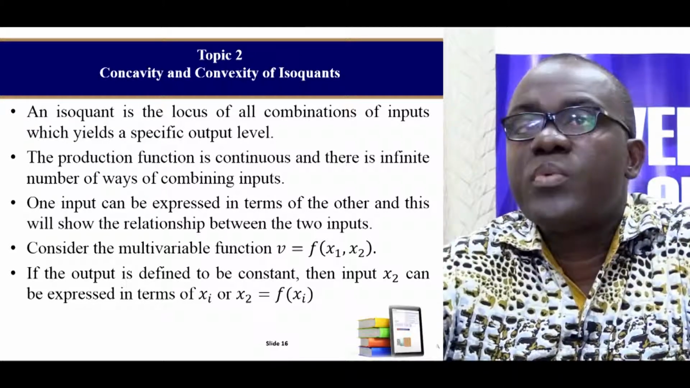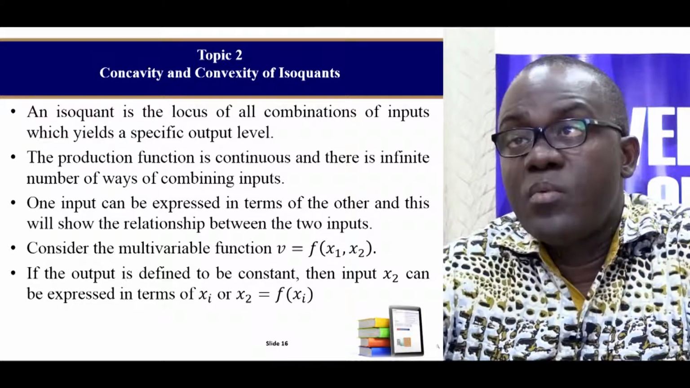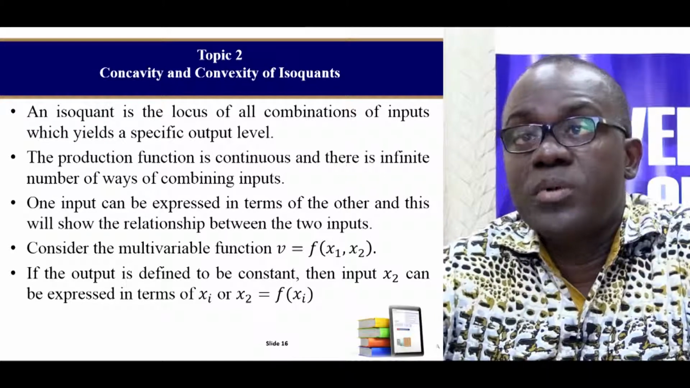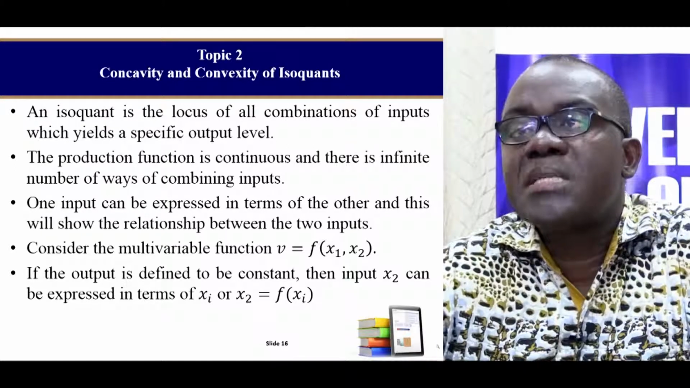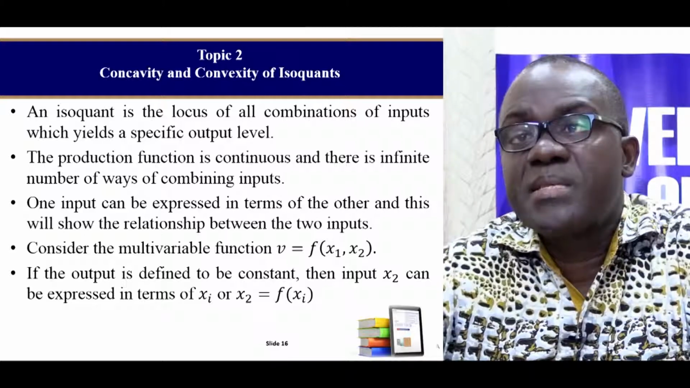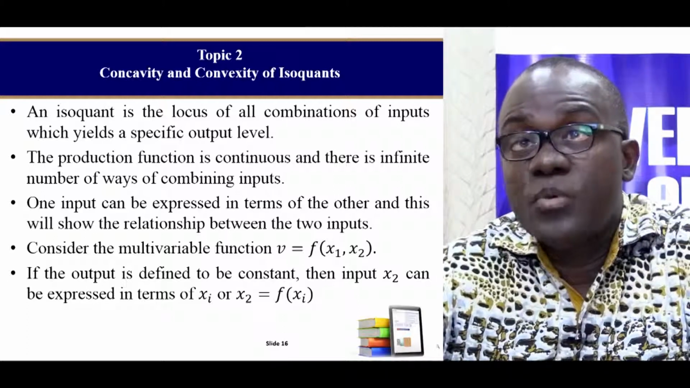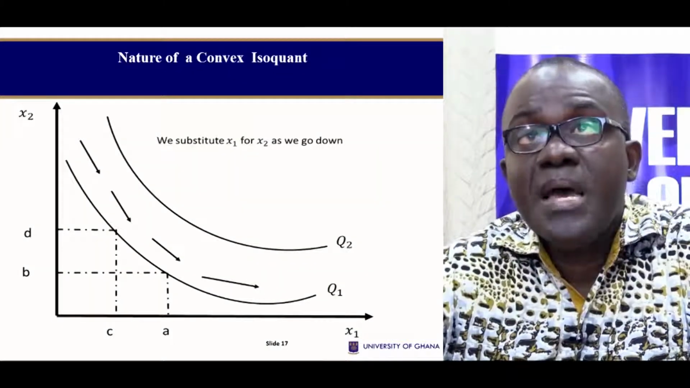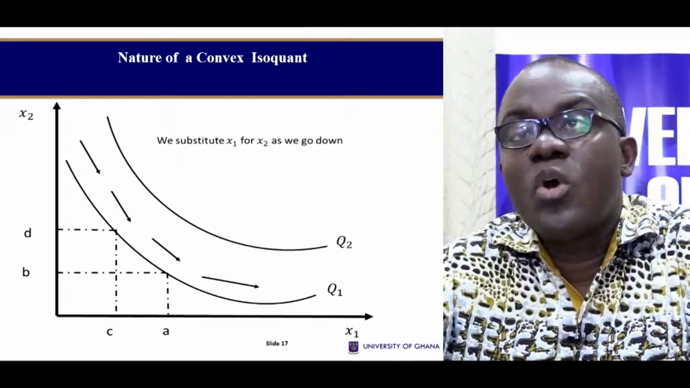So in this case, what we can do is, if you look at our multivariable function f, where we have f depending on two variables x1 and x2, and if we allow our output here, v, to be constant, definitely we can express one of the variables in terms of the other. And specifically here, we have expressed the variable x2 in terms of x1, once we allow the output to be a constant value.